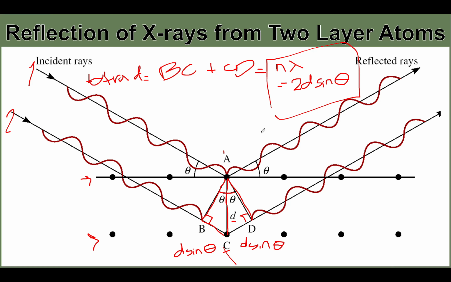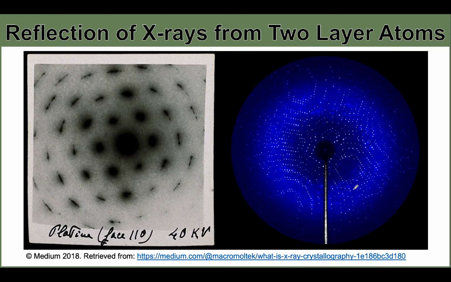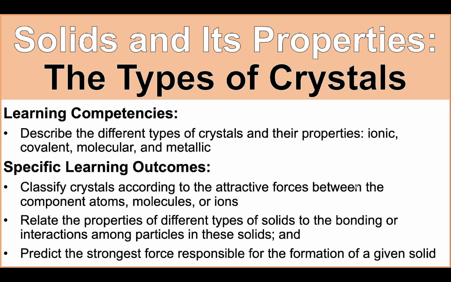Now I'm going to leave the solving part to your higher chem subjects, but this is one of the ways to derive the Bragg equation. This figure shows one of the first X-ray diffraction photographs. The figure on the left is one of the first X-ray diffraction photographs, and on the right is a modern X-ray diffraction projection. So in the next video, we're going to talk about the types of crystals.